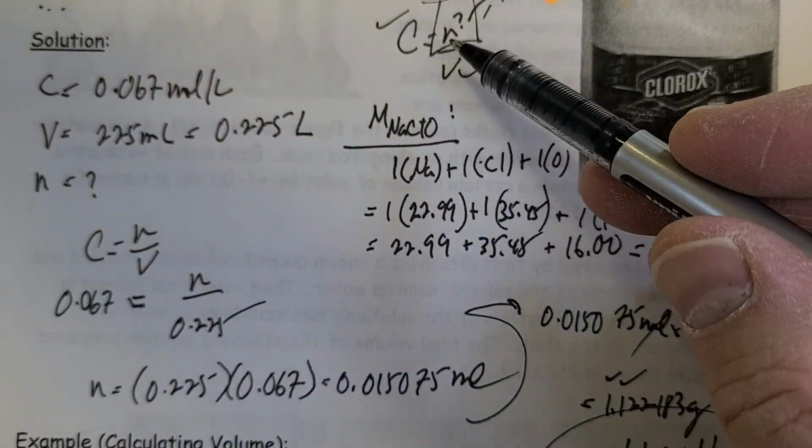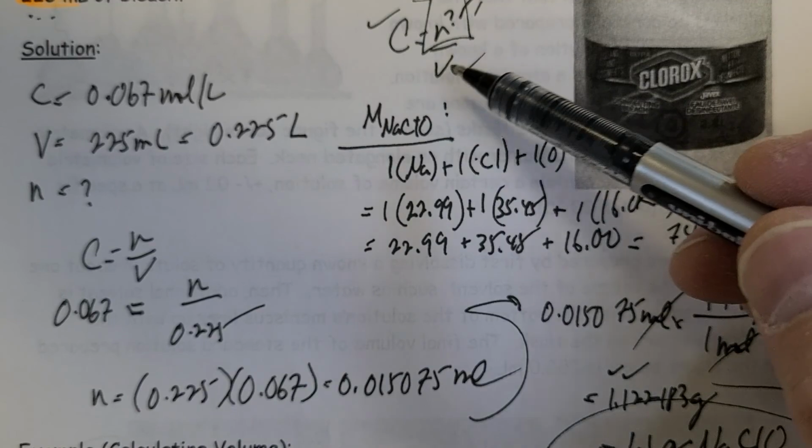So we did one in which we needed to find out n. The last example we'll do when we come back will be finding V.